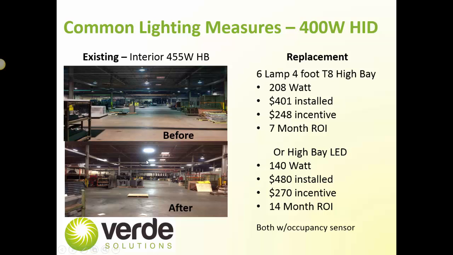Another thing that we'll do in a lot of situations is put occupancy sensors, so that if parts of your warehouse or manufacturing area aren't being used, those lights turn off automatically and can increase your savings even more. The other option is a high bay LED, 140 watts, so even fewer watts. A little bit more installed, $480, $270 incentive. It has a 14-month ROI. Again, the notes are that both are with occupancy sensors. Anytime we're going in there and doing something, we'd like to add controls if we can. It increases the savings even more.